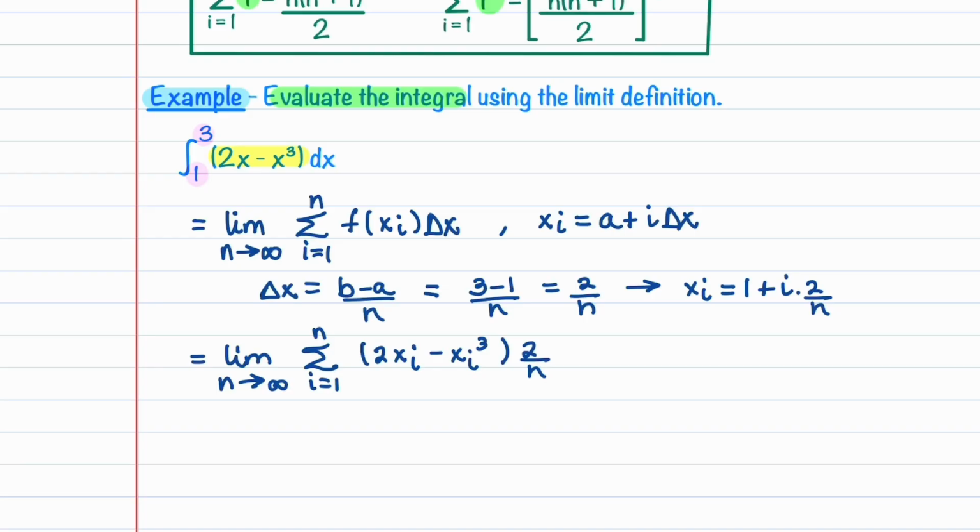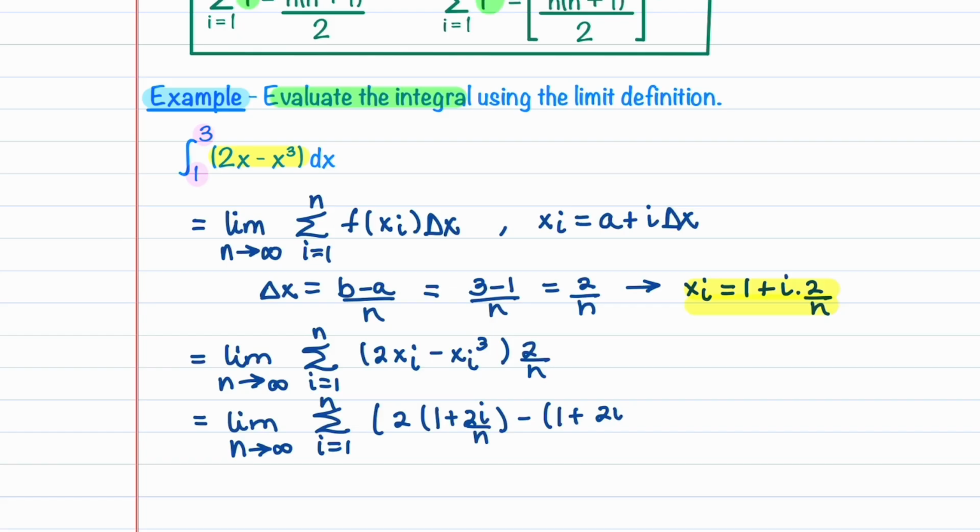Now we're going to substitute in this expression for x sub i. This gives us the limit as n goes to infinity, the sum, i goes from 1 to n, 2 times x sub i, which is 1 plus 2i over n, minus x sub i cubed, so this is minus 1 plus 2i over n cubed, and then all of this gets multiplied by 2 over n.